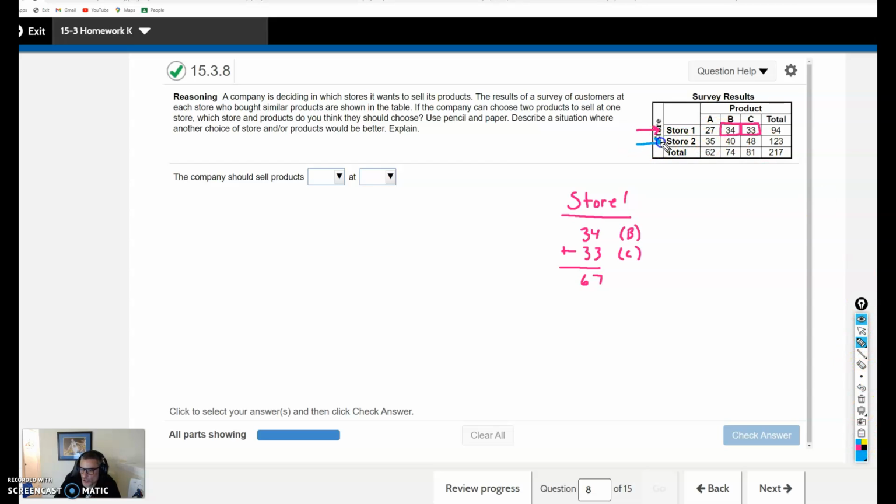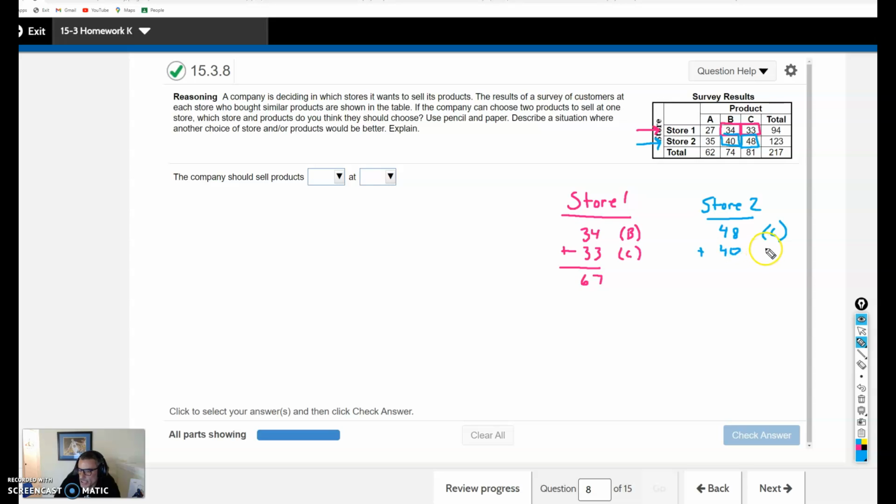So at store number 2, we sold the most of product C. So here's store number 2. We sold 48 of C. So I'm going to put 48 here. Again, I'm going to put a little C next to it just to remind myself that that's product C. And in second place was product B. So again, it was the same 2 products, actually. That's not always going to be the case.